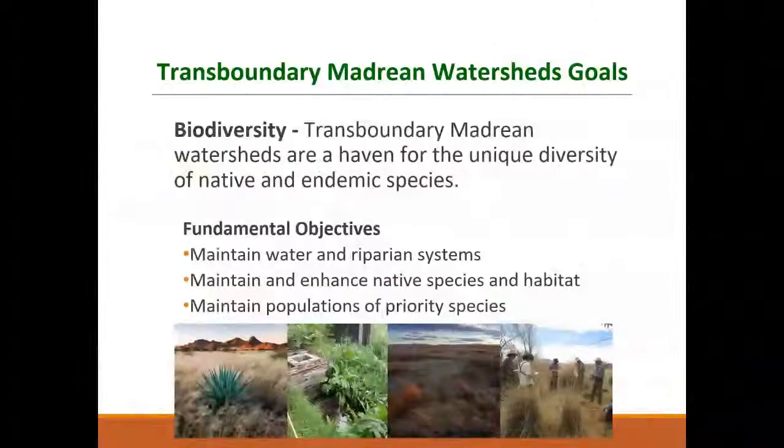So just a quick review of what the Transboundary Madrean Watersheds group has built together. They focused on 3 goals. Biodiversity is the first one. And this is around water, riparian systems, springs, native species and habitat, and maintaining populations of priority species.